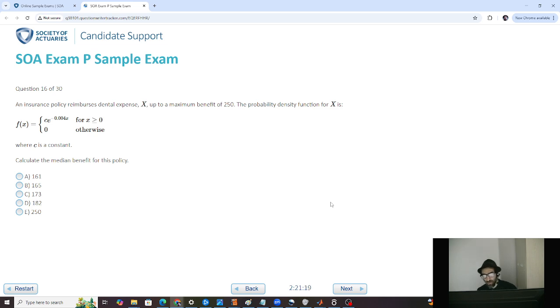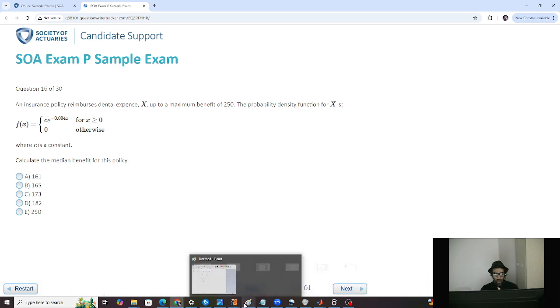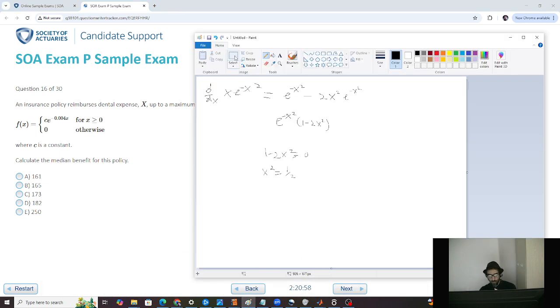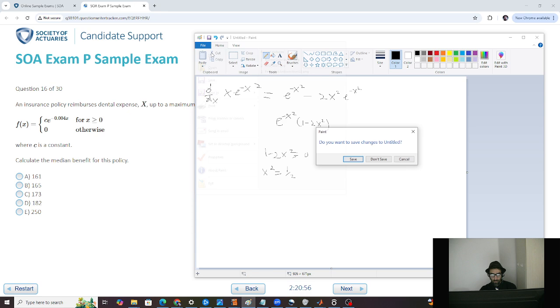Dental. Okay, the expense is X. The benefit is either X or 250, whichever is lower. Using the good old-fashioned 69 rule to relate the median to the time constant, because they're specifically asking for median.